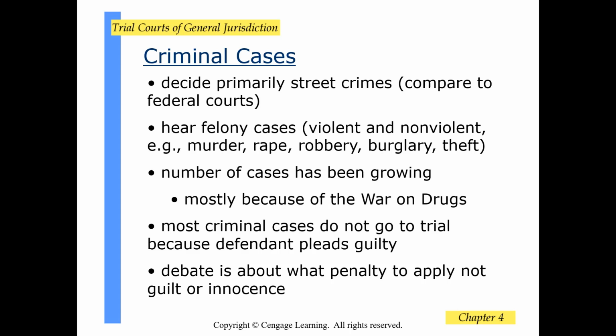These trial courts of general jurisdiction handle criminal cases where they decide primarily street crimes compared to federal courts. They hear felony cases, and the number of cases has continued to grow. Most criminal cases do not go to trial because defendants plead guilty or plead out. There's debate about what penalty to apply to a not guilty or innocent plea.